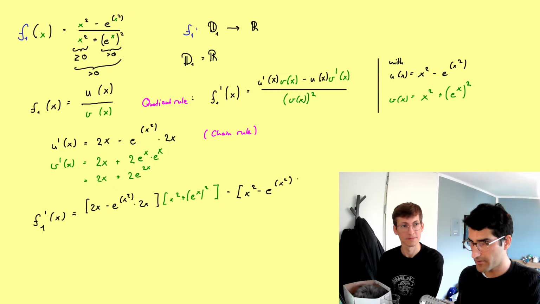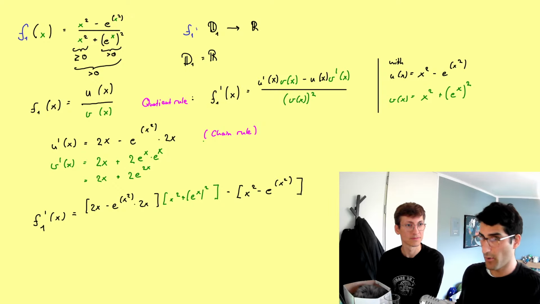And hopefully you are tracking every step that I do and can tell me if something goes wrong along the way. So I'm now writing down u of x, and I need to multiply it with v prime, which is 2x plus 2e to the 2x. All right, and that's just for the numerator. Now comes the denominator.